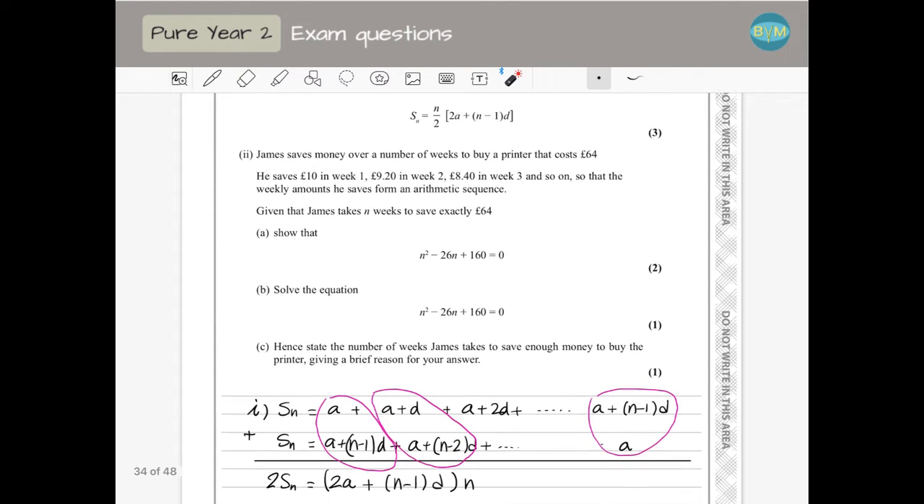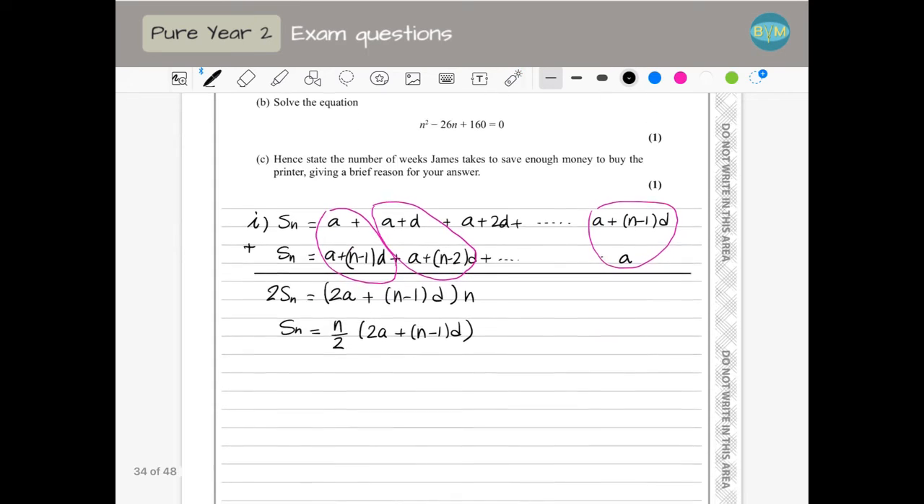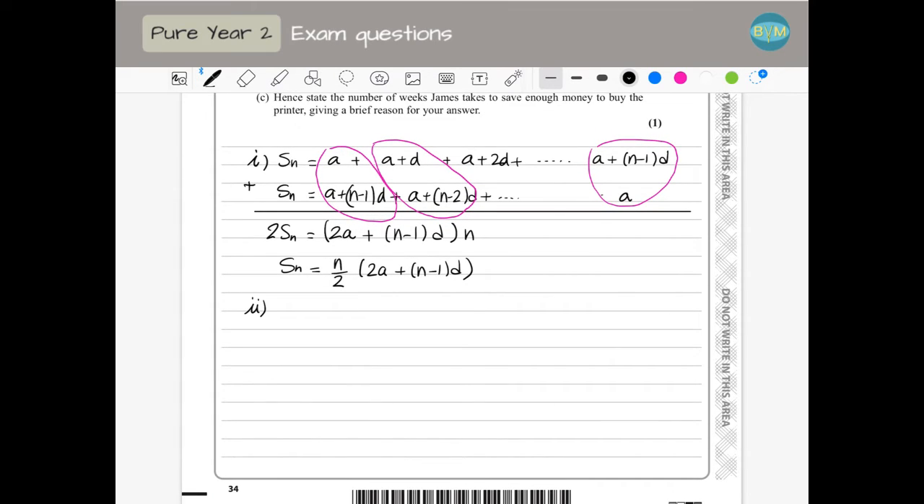So then the next one, it says James saves money over a number of weeks to buy a printer that costs £64. He saves £10 the first week, £9.20 in week 2, £8.40 in week 3, and so on. It is an arithmetic sequence. So let's write just numbers first. The first week is £10.